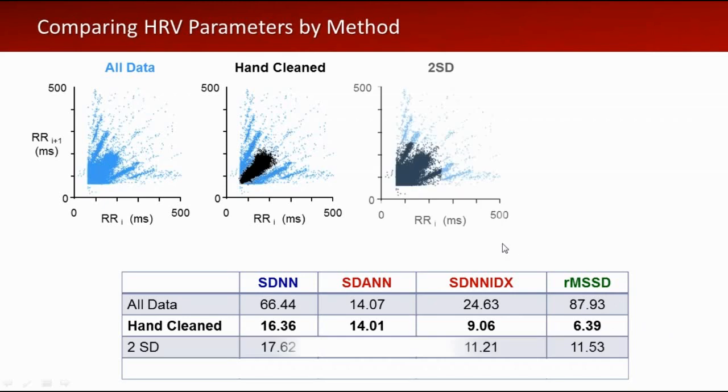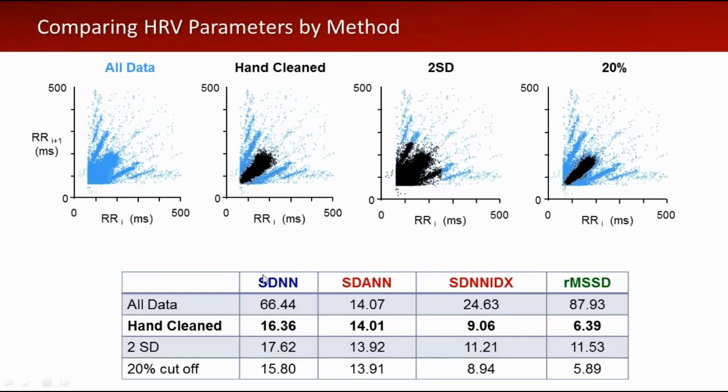So if we look at that two standard deviation method, what you can see is that, again, this has been published. People do use this. Our SDNN, that overall variability, is pretty close to that hand clean data. So one might look at that and say, yep, I'm convinced that works for me. Even some of these intermediate parameters look not too far off. But what you do see in the short-term heart rate variability is that you're starting to get values for your RMSSD which I have not seen in rodents. So I don't believe these to be physiologically possible, or at least true.